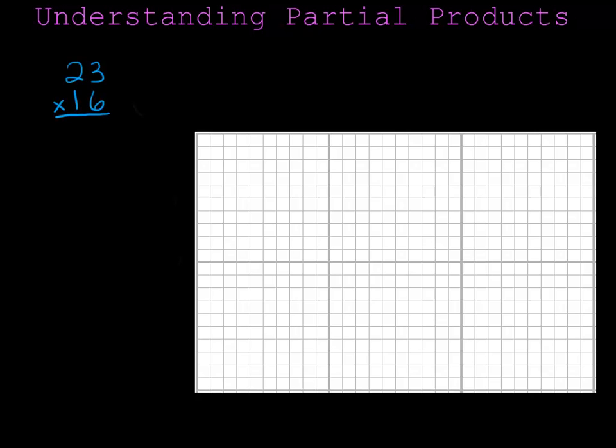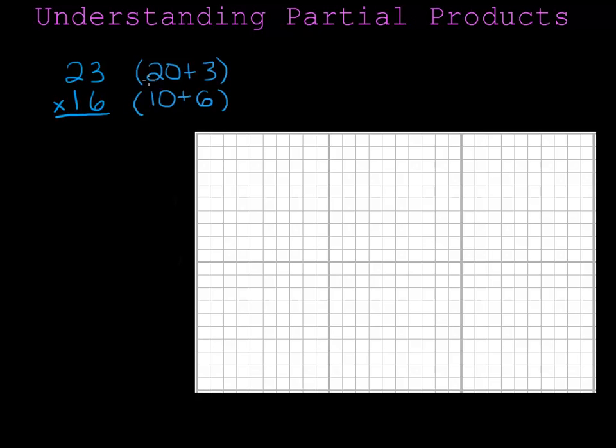And whenever we do a problem with partial products, if we have a number such as 23 or 16, which is big and difficult to multiply, the first thing that we do is we take that number and break it up into parts that would be easier to work with.